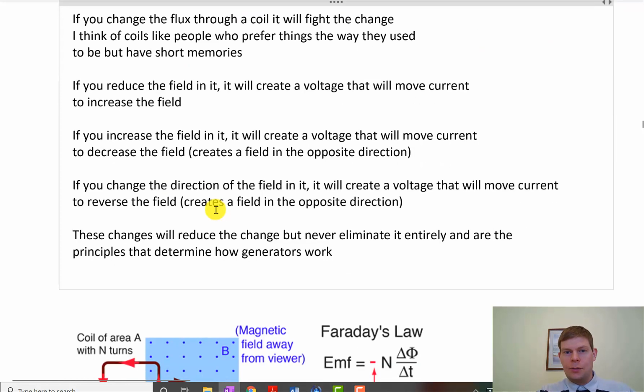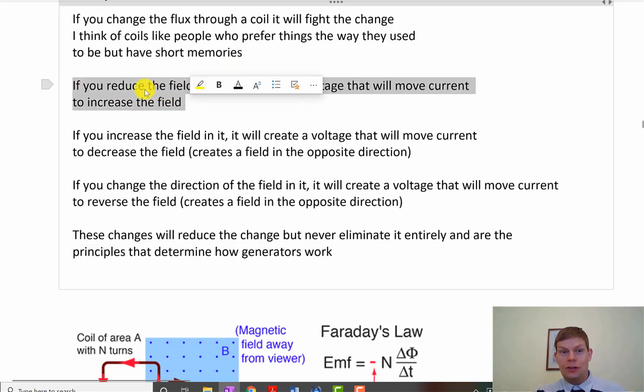Now here's the interesting part. If you change your flux through a coil, it will fight the change. I tend to think of coils like people who say, "Back in my day, we did it like this and I liked it." They like things the way they used to be, but they've got short memories, so they'll quickly get used to a situation, and then that's the ideal they want to come back to.